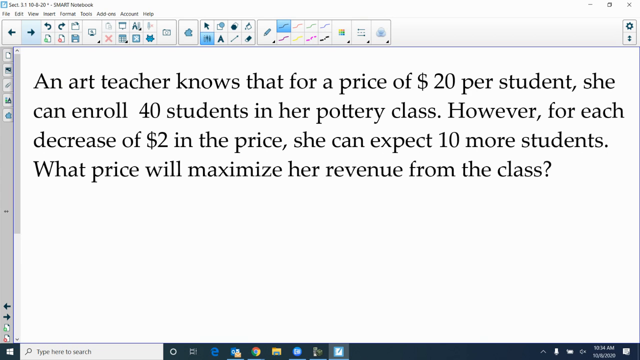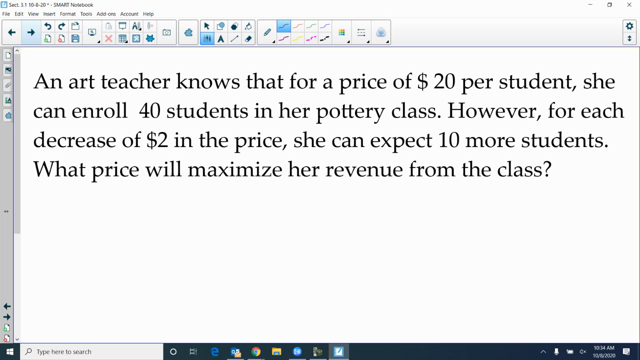Right now, what is her revenue without changing the price of the class? How do we figure out the revenue? Make sure we understand that part of it. Okay. $800: 20 times 40, because it's $20 times 40, which is 800.